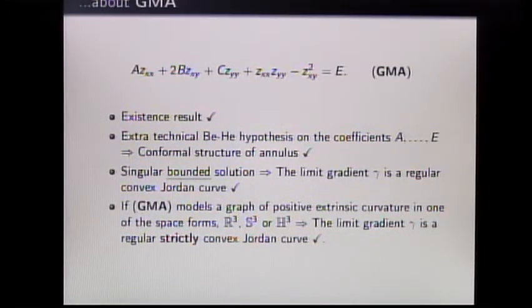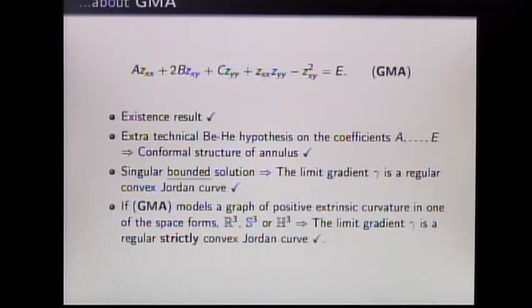And finally, if this Monge-Ampère equation models the immersion or the embedding of a surface of positive extrinsic curvature in the Euclidean space, the three-sphere, or the hyperbolic space, this kind of embedding will satisfy a Monge-Ampère equation of this type. If you are in this geometric situation, then the limit gradient is, in fact, also strictly convex. Here it is convex, here it is strictly convex. And in this case, plugging this limit gradient into the existence result, you are going to be able to recover the solution. So in this last case, in this geometric case, you will have a classification. You can go and go back. Okay?